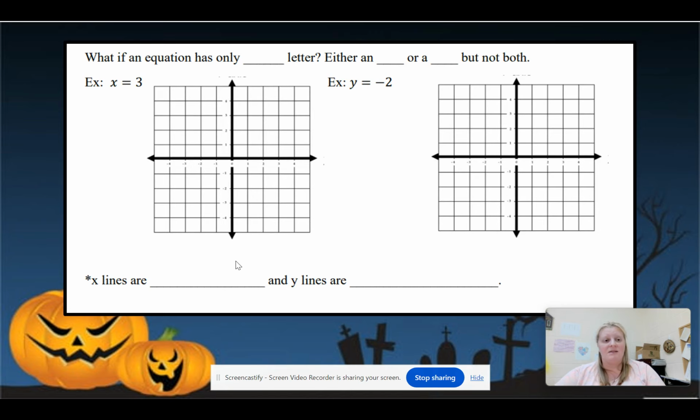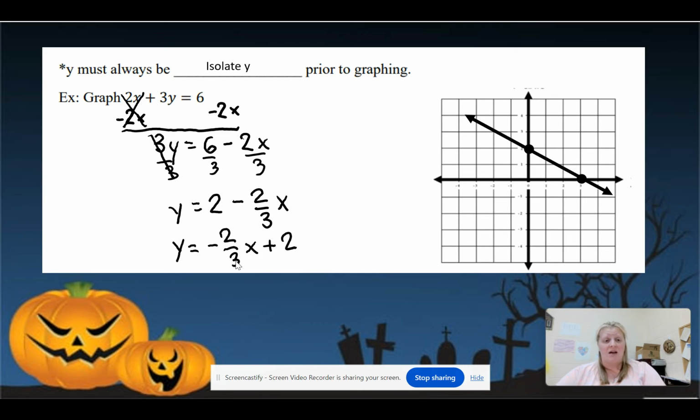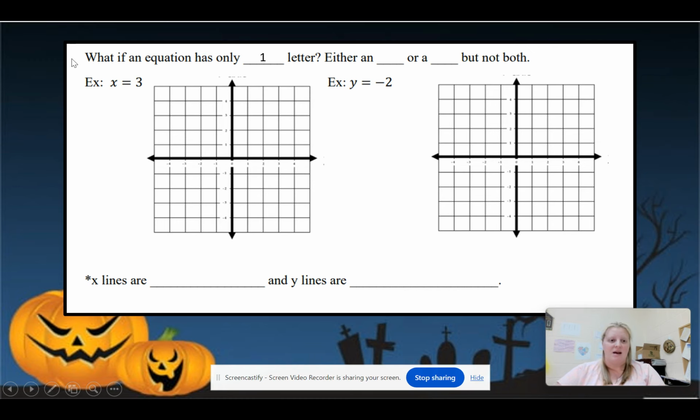All right, our last cases are if your equations only have one variable in them, one letter. So if you just look at the previous problems we did, they had x's and y's in them. These do not. These have only an x or only a y, all right, but not both at the same time. So we approach these in a whole different manner. All you're going to do is, if it says x equals 3, you're going to put a dot on 3 on the x axis. And then you're just going to draw a line straight up and down through it.